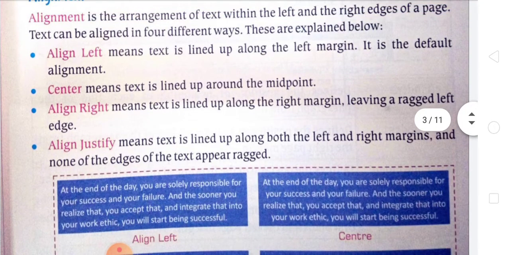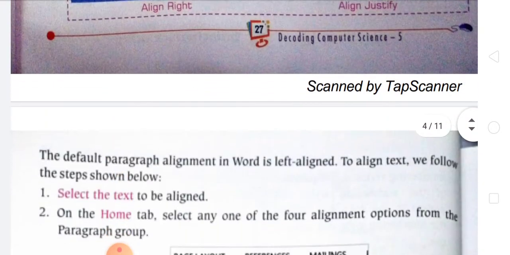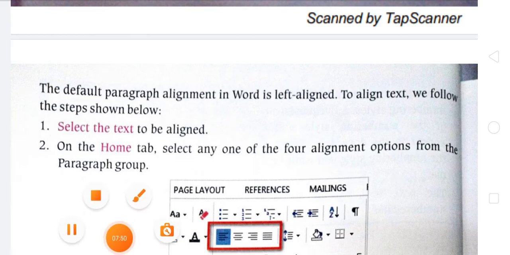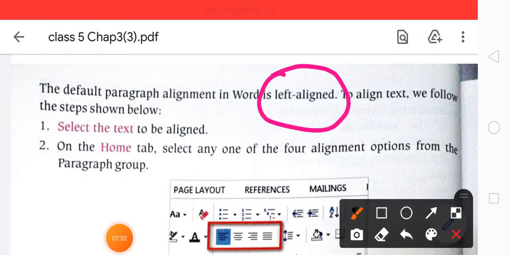Then align justified means the text is lined up along both the left and the right margins, and none of the edges of the text appear ragged. Then, how to give a text or a paragraph the alignment you want? The default paragraph alignment in MS Word is left alignment.